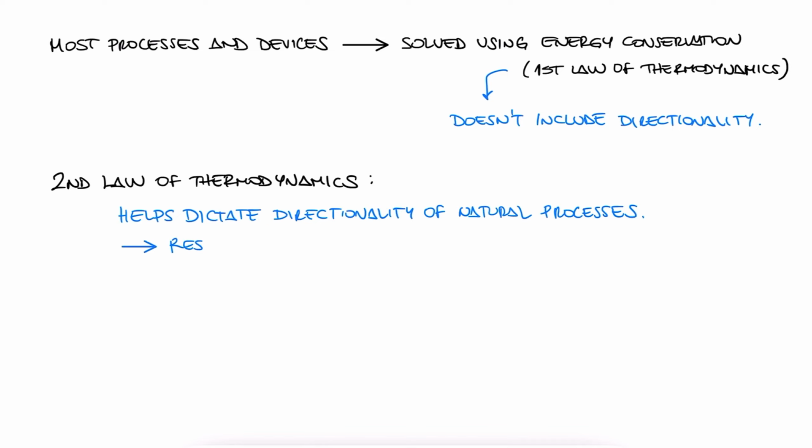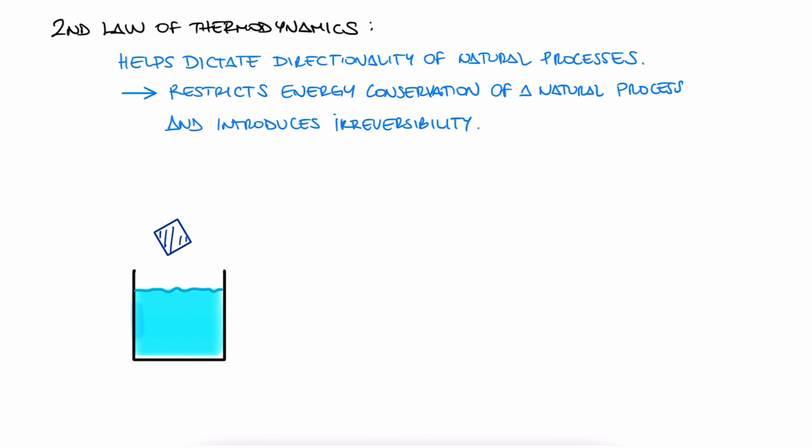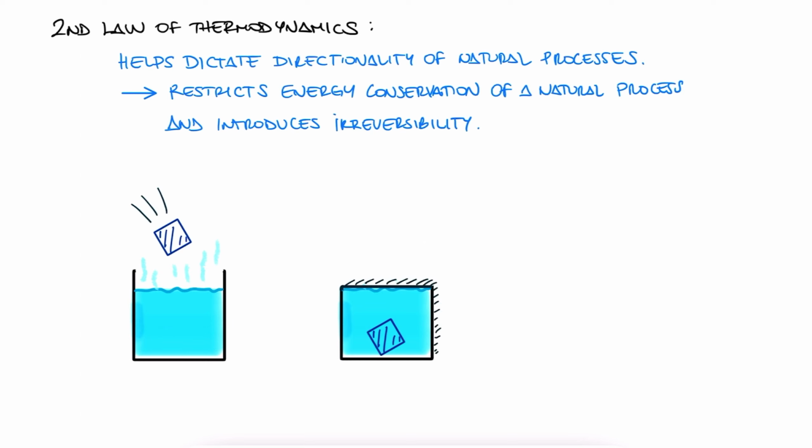It restricts our analysis of the energy conservation by telling us that a natural process can only run in one sense, and it's not reversible. Picture dropping an ice cube into a glass of warm water, and for a minute, just forget about the surroundings of the glass of water and the ice cube. Maybe picture them as completely isolated by a 100% efficient insulating wall.